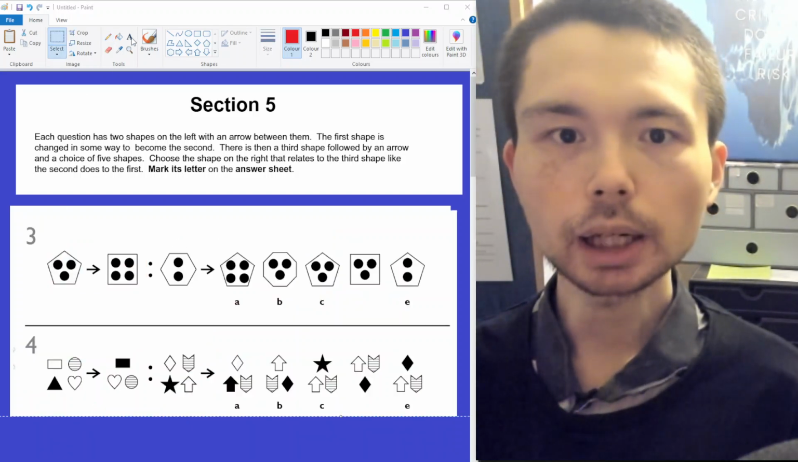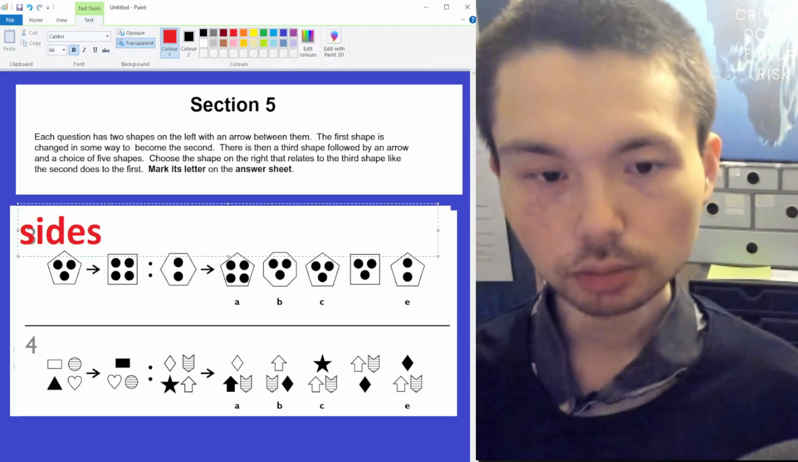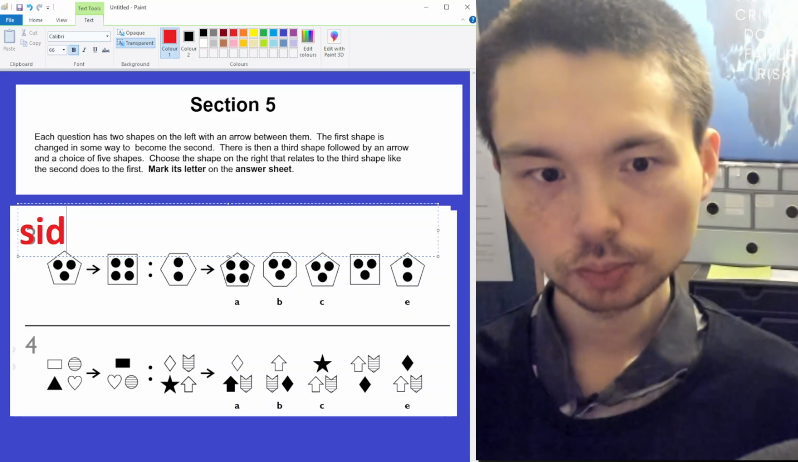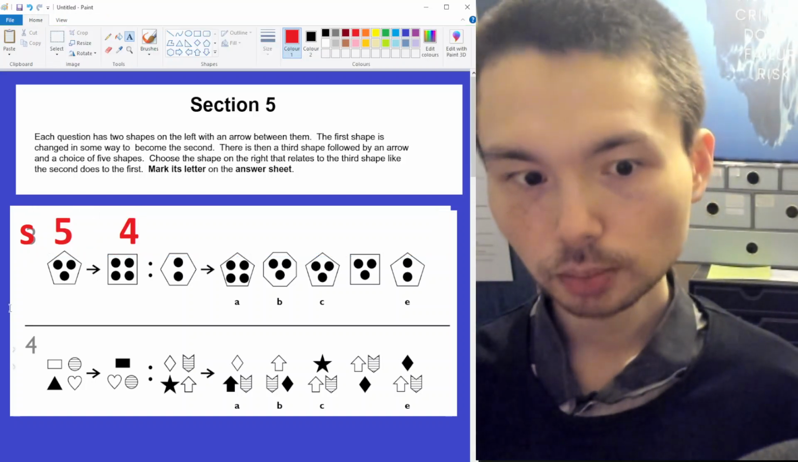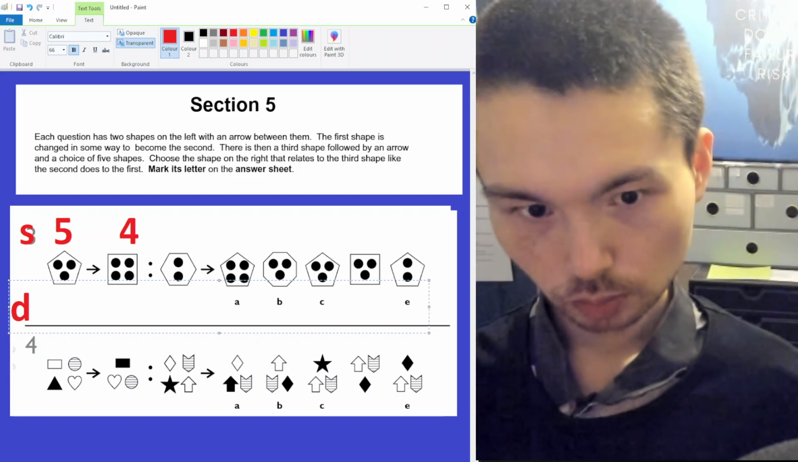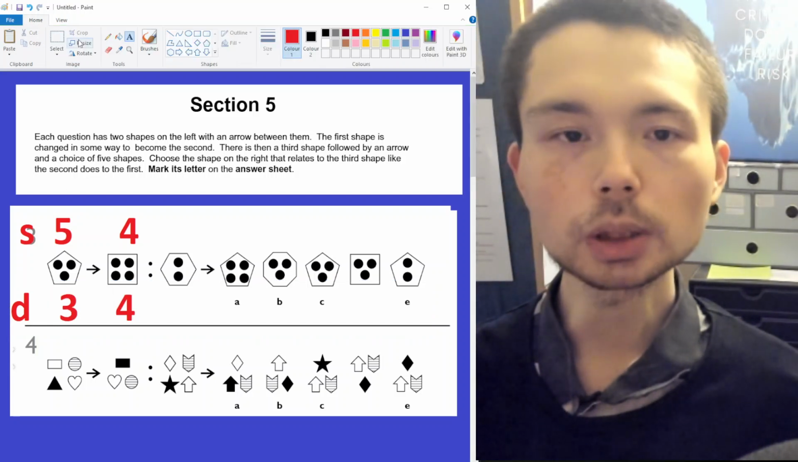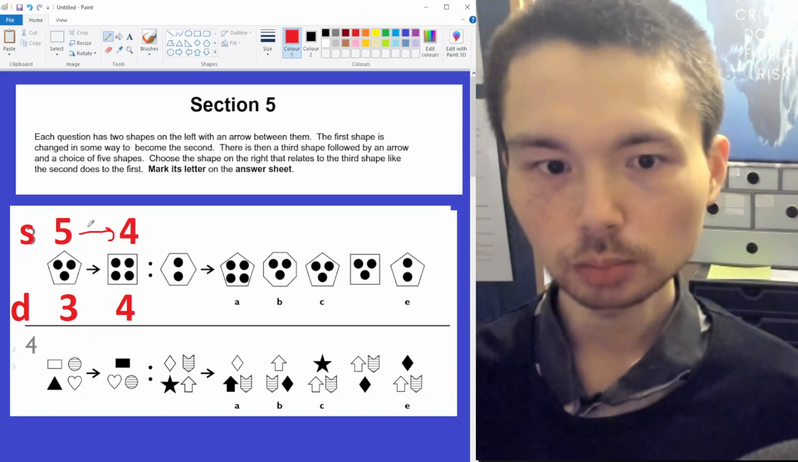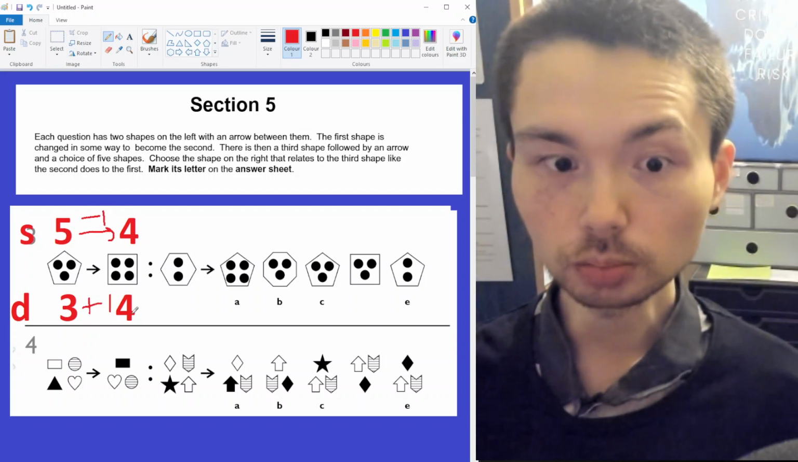Question 3. Let's count. Sides. First one. 5. 4. Look at the dots. 3. 4. What happened as we go across this bit? -1. This bit +1. Overall, you can also see 8 is the total.